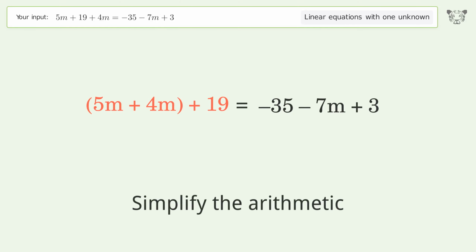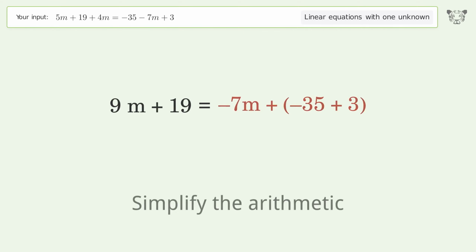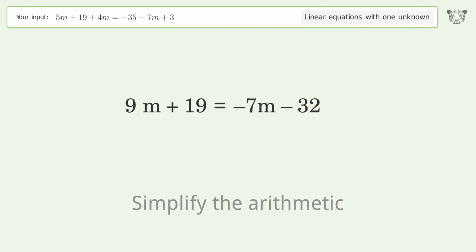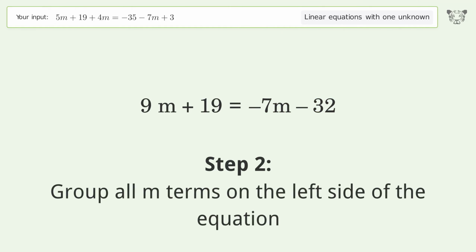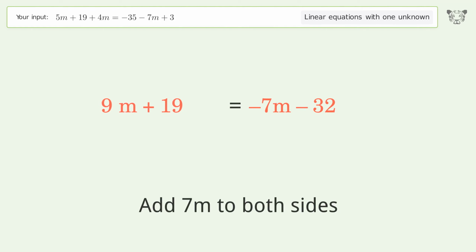Simplify the arithmetic. Group like terms. Simplify the arithmetic. Group all m terms on the left side of the equation. Add 7m to both sides.